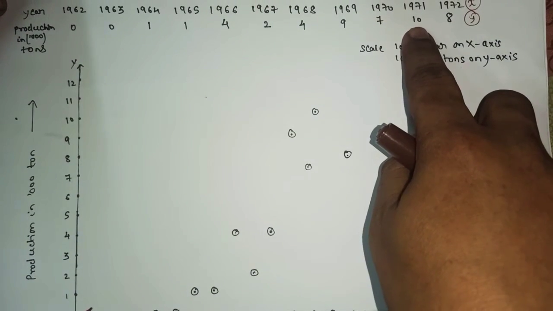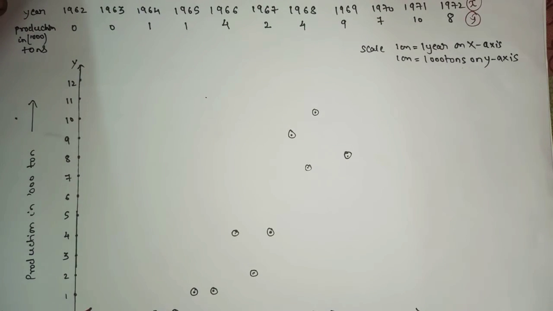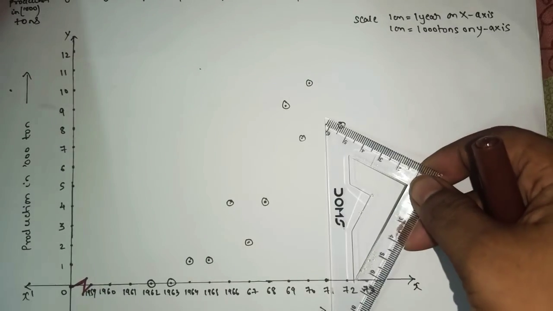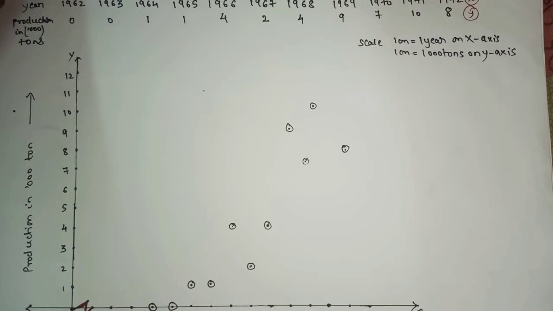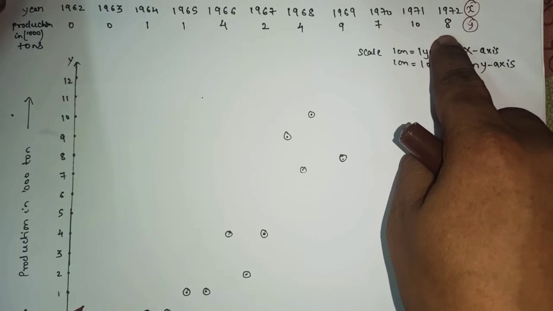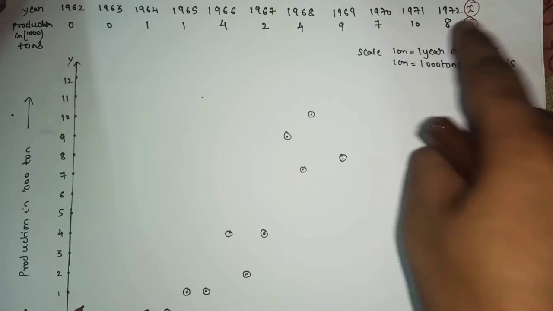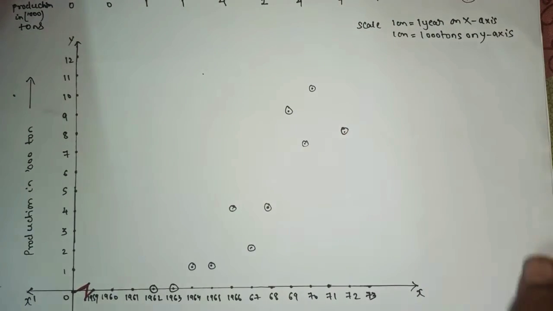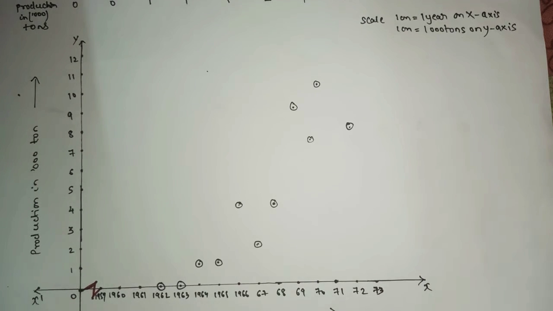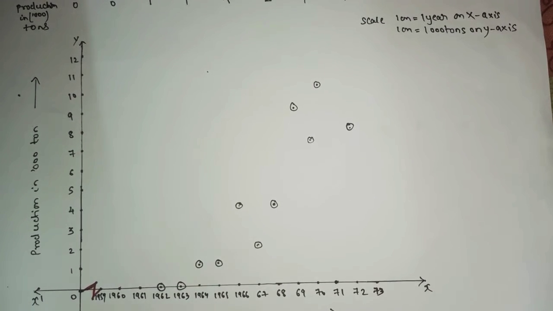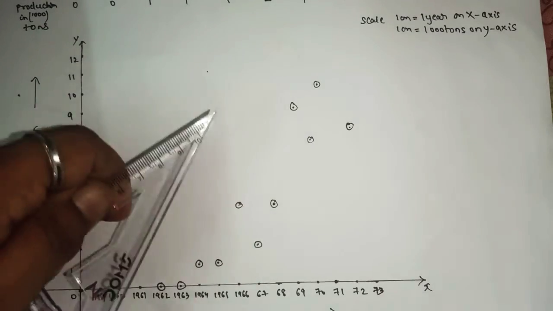For 1971, it is 10. Can you see 1971? That is 10. And the next is 1972. For 1972, it is 8. After plotting the points, you will join the points with the scale.